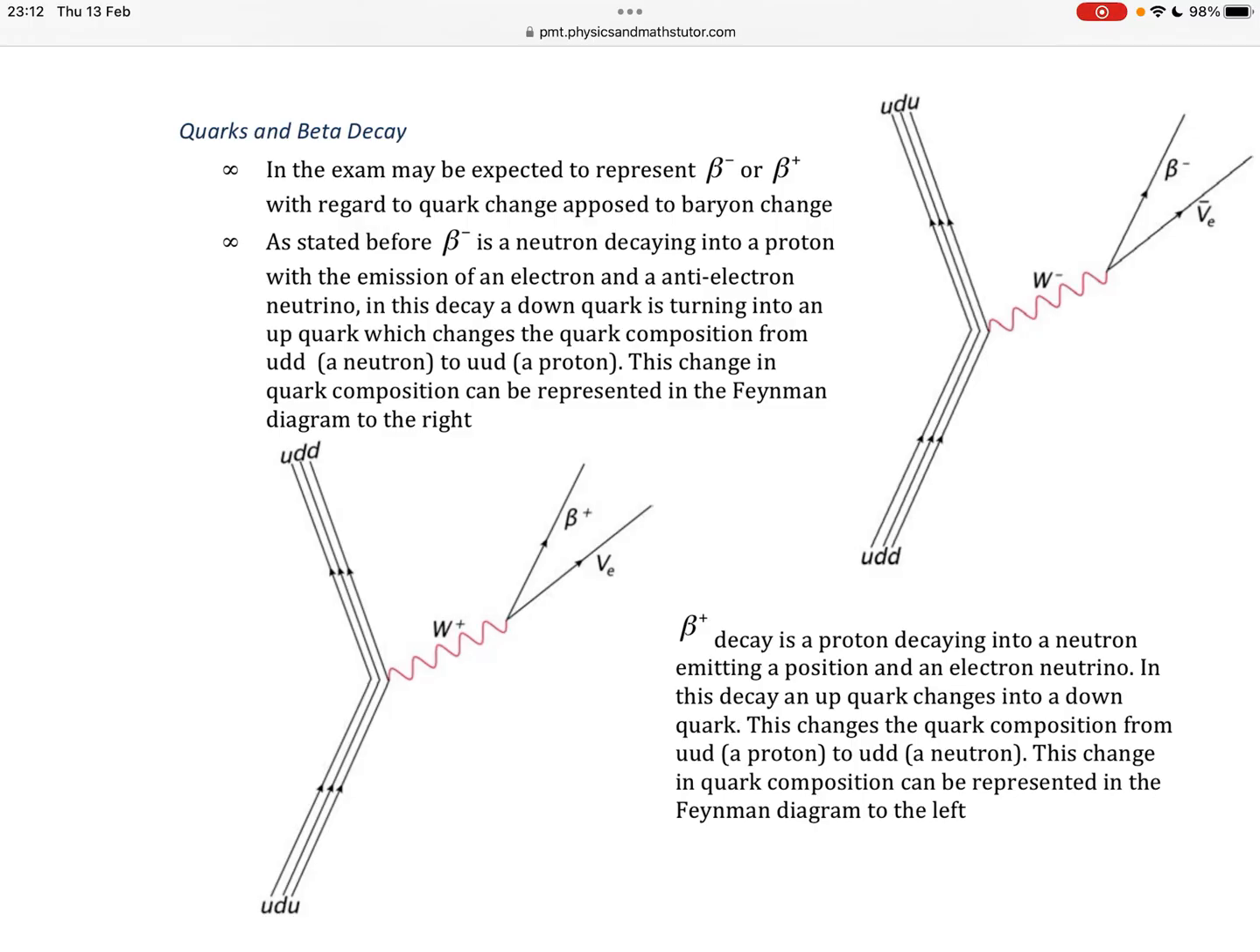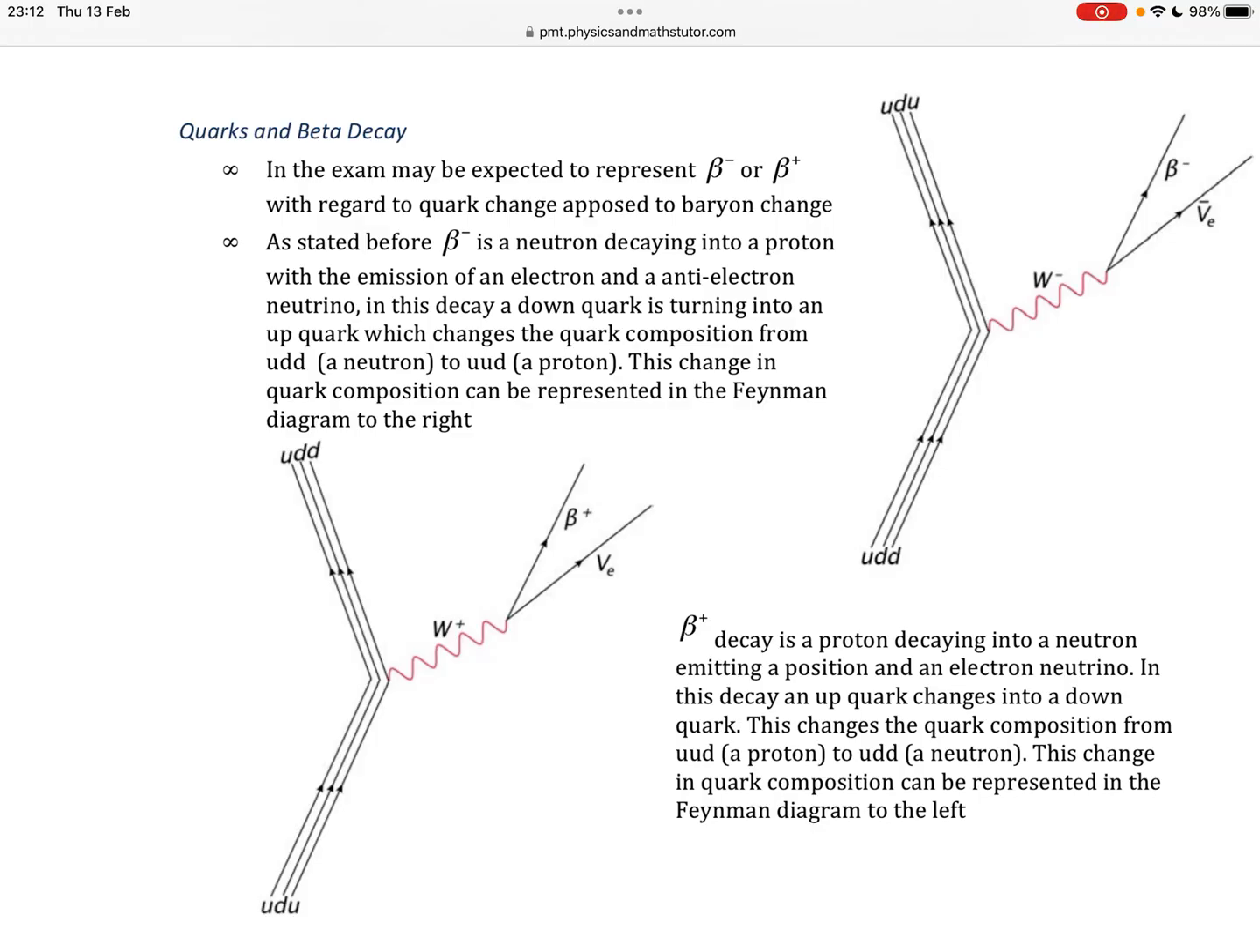In this decay, a down quark is turning into an up quark, which changes the quark composition from UDD for a neutron to UUD for a proton. This change in quark composition can be represented in the Feynman diagram to the right. Feynman diagrams will have a separate video. It's alright if you do not understand it now, it wasn't explained.